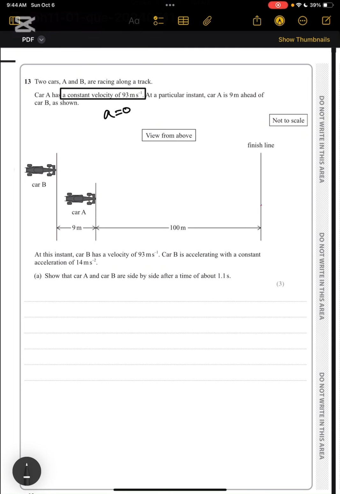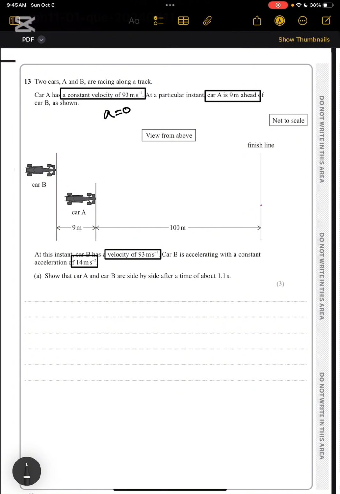At a particular instant, car A is 9 meter ahead of car B as shown. So car A is 9 meter ahead. It's also very important information. At this instant, car B has a velocity of 93. It doesn't have a constant velocity, so it must have an acceleration. Car B is accelerating with a constant acceleration of 14 meter per second square. So car A doesn't have any acceleration, but car B has an acceleration.